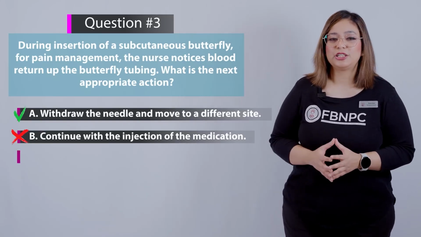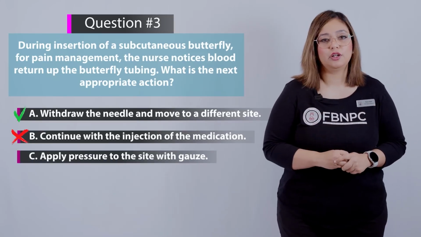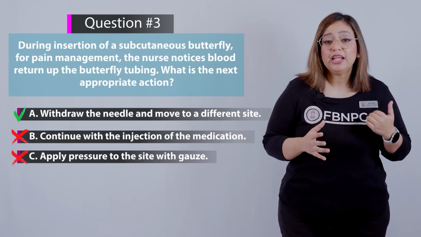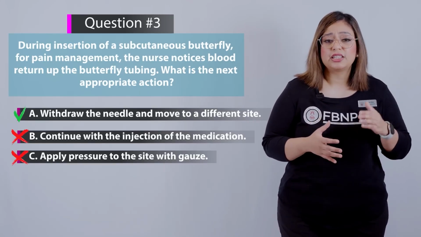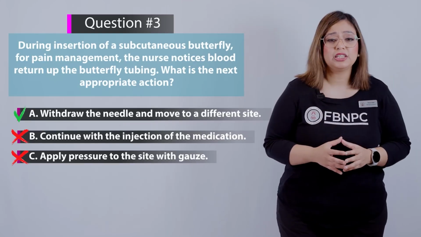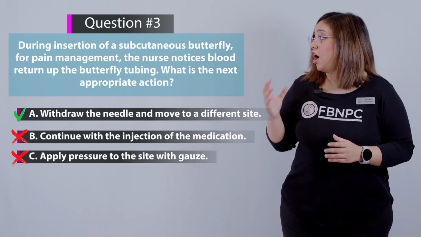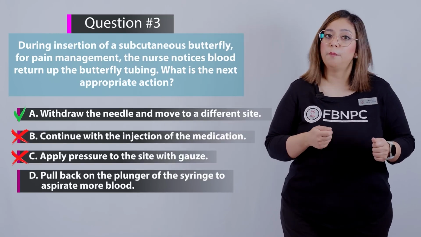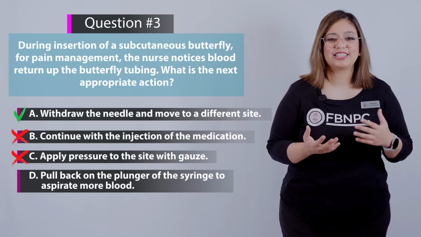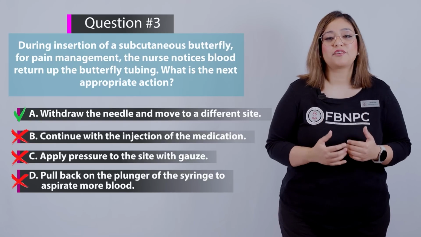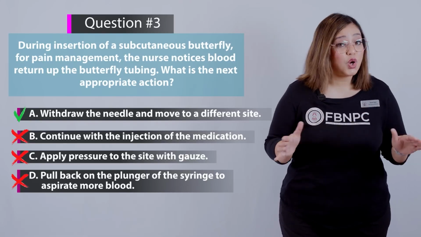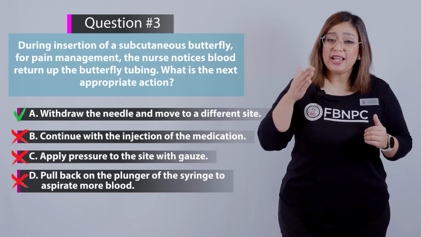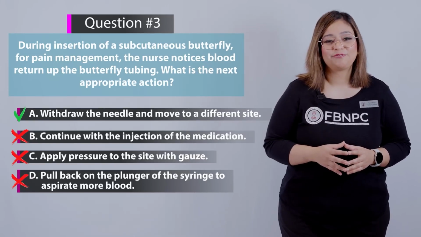All right, look at option C. Apply pressure to the site with a gauze. What do you guys think? That is also incorrect. While this action may control the bleeding, it does not address the issue being asked in the question. Look at option D. Pull back on the plunger of the syringe to aspirate more blood. What do you guys think about this? That is incorrect because this is not a recommended action and is not appropriate for subcutaneous butterfly. So the needle needs to be withdrawn and moved to a different site.